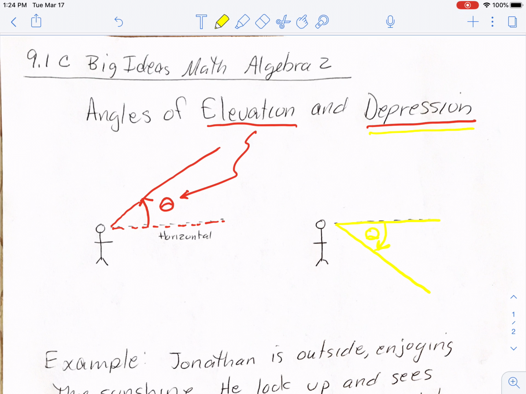So angle of elevation, you go up, you elevate. Angle of depression, you go down, you depress. So then they're going to give you a story problem.